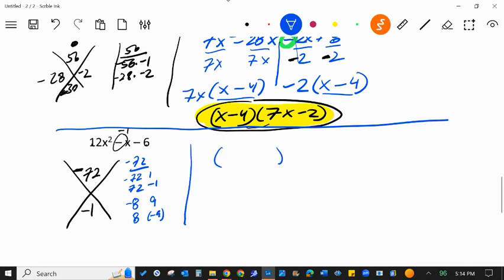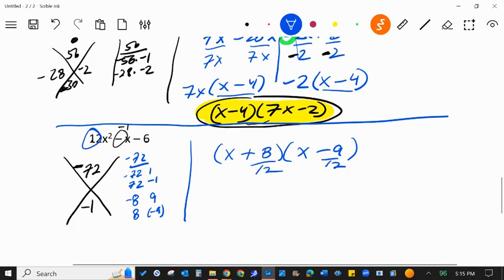So this time I'll use that second method. And I'm going to do x and x. And I'm going to put those two numbers. Let's do plus 8 and minus 9. But I have a 12 I have to divide by. So that's going to give me x plus 8 over 12. I can reduce that by dividing both by 4 and getting 2 over 3. And here it's x minus 9 over 12. If I divide them both by 3, I get 3 over 4.